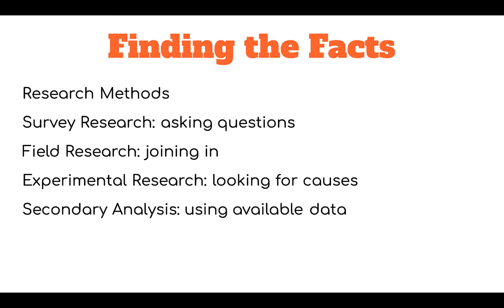There's also field research, where you join in, meaning field research is a method for observing people while joining them in their everyday activities. So this is a great way to understand groups, but there are some drawbacks, like how time-consuming it can be. There's also experimental research that looks for causes. So this is a research method that investigates a cause and effect relationship under tightly controlled conditions. So meaning it's done in a lab, right? So that researchers can change one variable while keeping another variable the same.